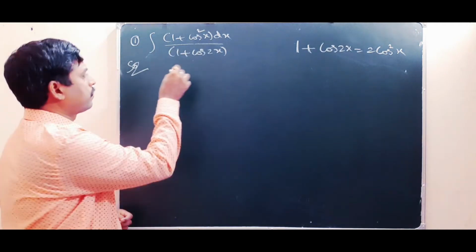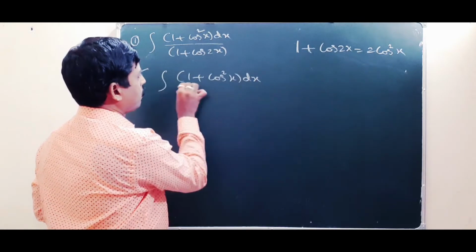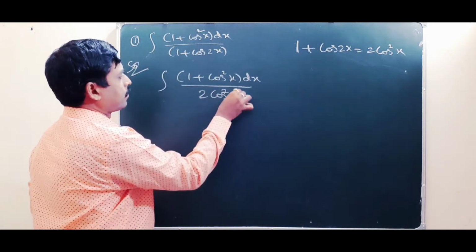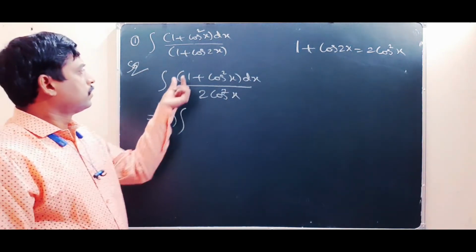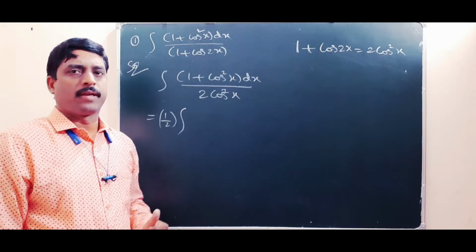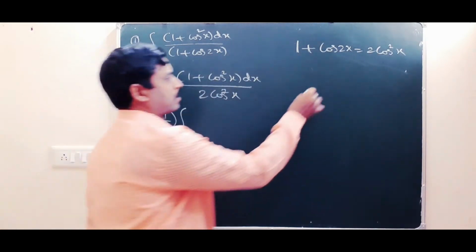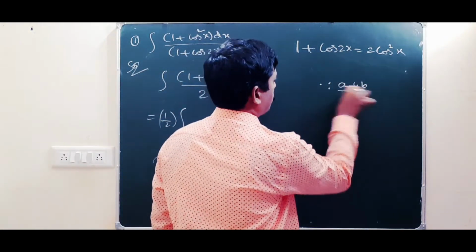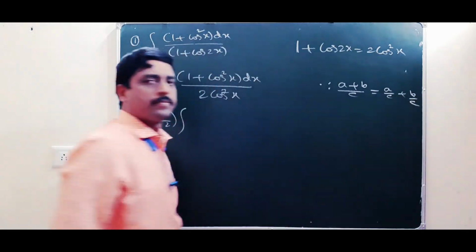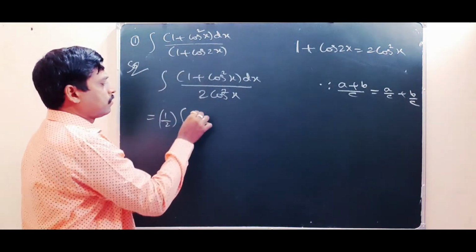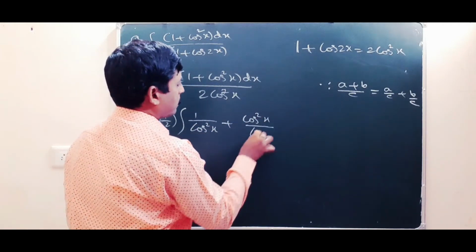We should apply that formula. In the integral of (1 plus cos square x) dx, the denominator we should write as 2 cos square x. In this, 1 by 2 is a constant, so (1 plus cos square x) by cos square x is nothing but 1 by cos square x plus cos square x by cos square x. So (a plus b) by c will be a by c plus b by c.